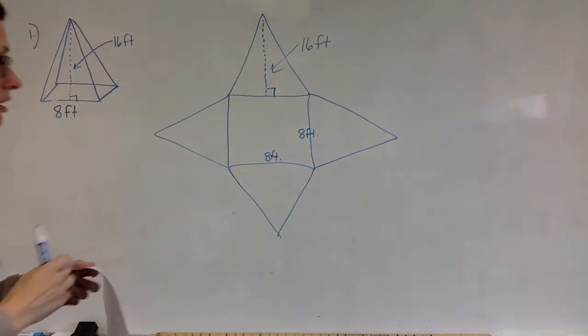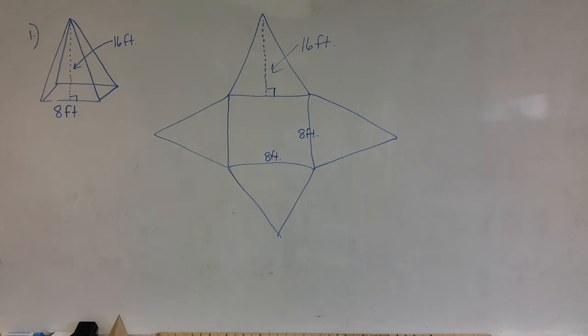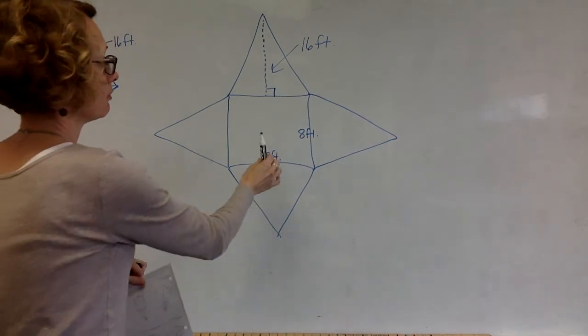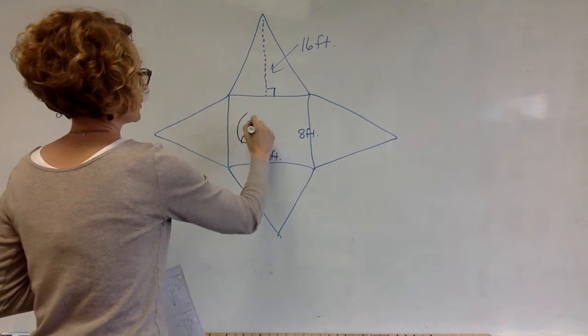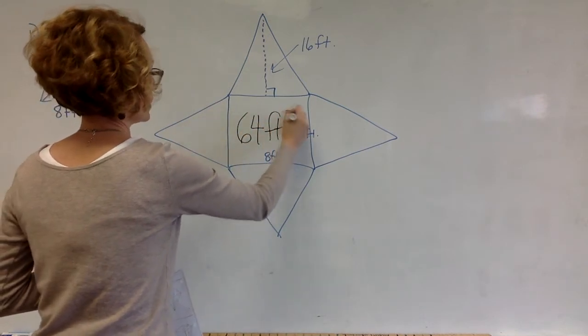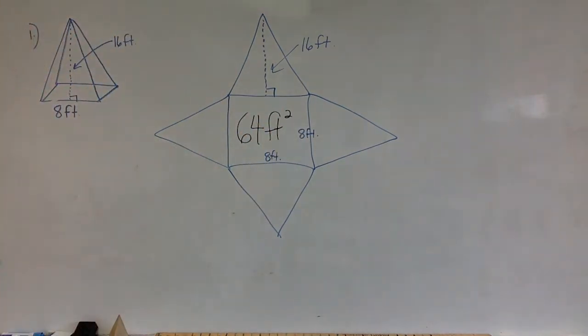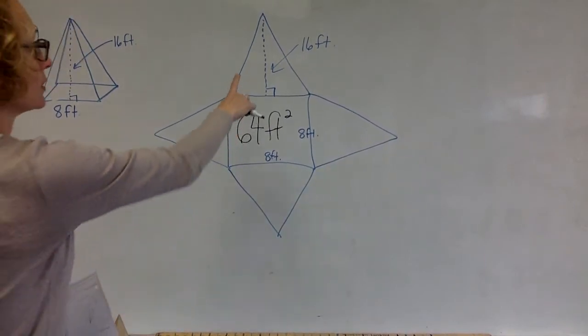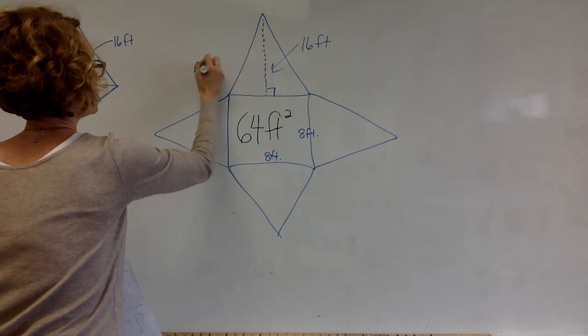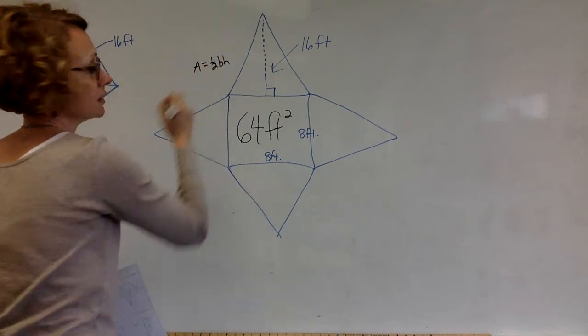Okay, so now all I really have to do is to go through and get the area of each one of my faces. And I know the middle face is a square. And remember that you're just multiplying 8 times 8, that number value times itself. So that's 64 square feet right there. And then I've got to do the triangle. So remember that the triangle's formula for area is A equals 1/2 base times height.